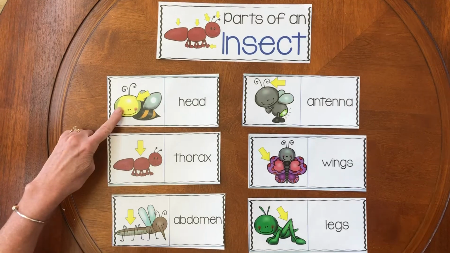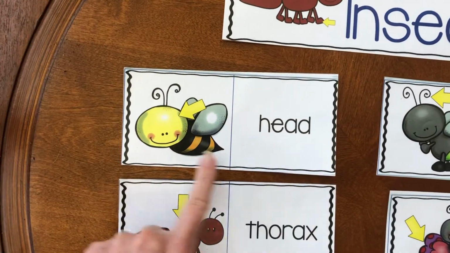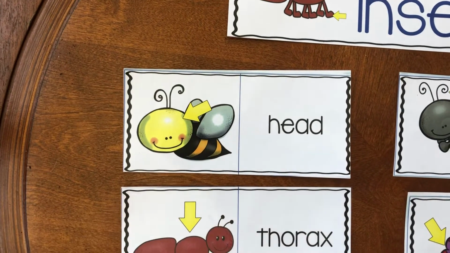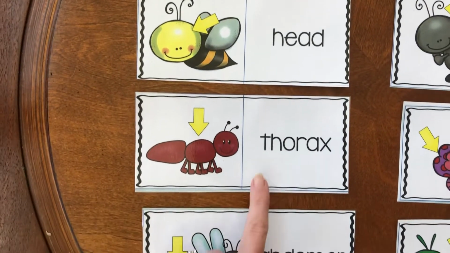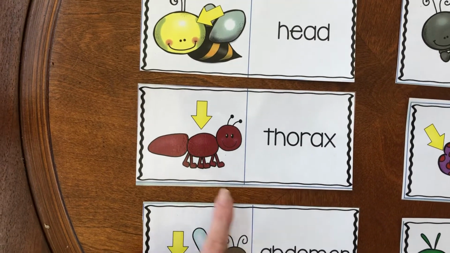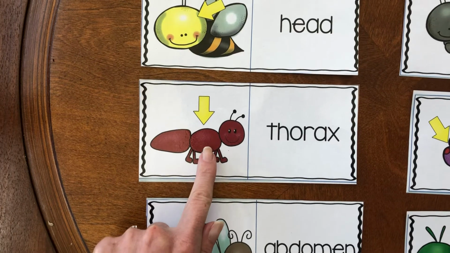First, you have a head. This is a bumblebee. It says head. The arrow is pointing to the head. Every bug and insect has a head. Then, most have a thorax. This is the middle part of an insect's body, the thorax.